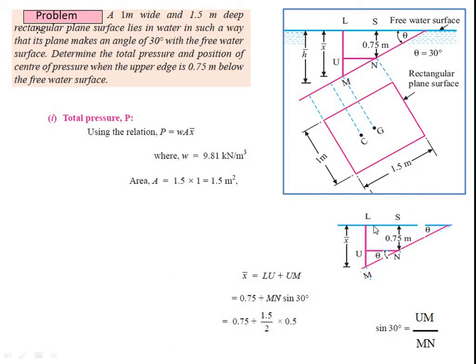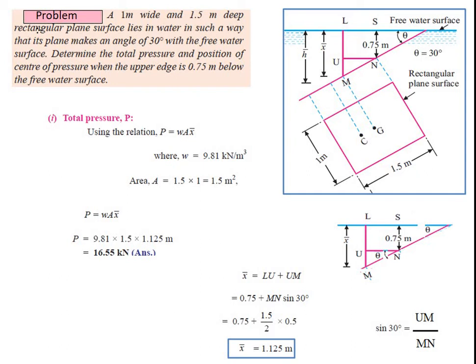I can say that x bar is nothing but LU plus UM. So it is 0.75 plus MN sin of 30. Now sin 30 is nothing but UM divided by MN. So we can write this as 0.75 plus 1.5 by 2, that is nothing but width divided by 2 since it is the center, into sine of 30, and sine of 30 is nothing but 0.5. So it becomes x bar is equals to 1.125 meter.